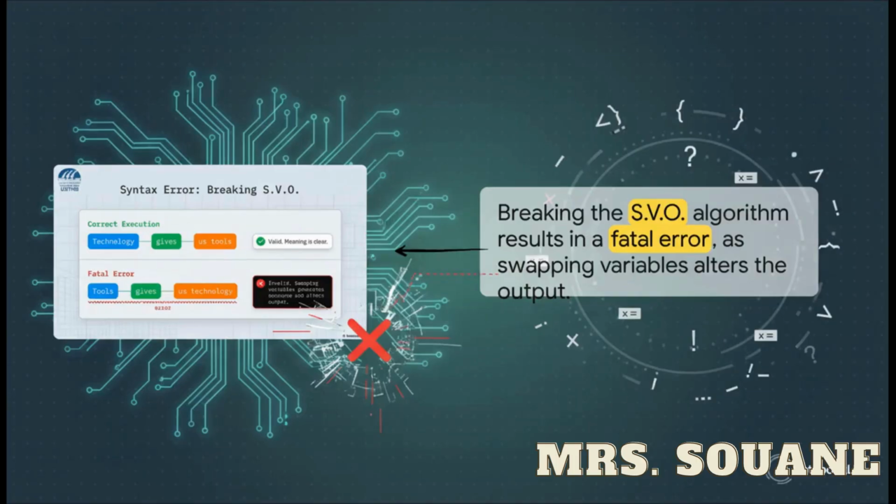And here's a perfect example of what happens when you break that algorithm. Technology gives us tools. Okay, that's a valid execution. The meaning is crystal clear. But what happens if you swap the variables? Tools gives us technology. See? You get a fatal error. The output is basically nonsense because you've violated the syntax.